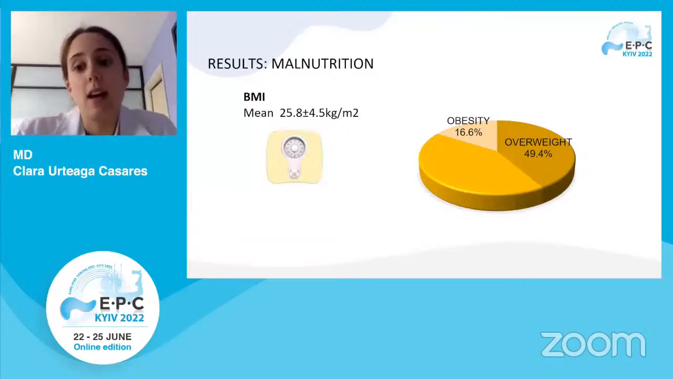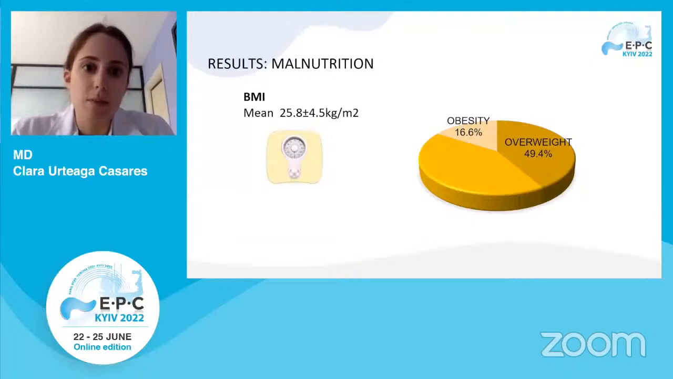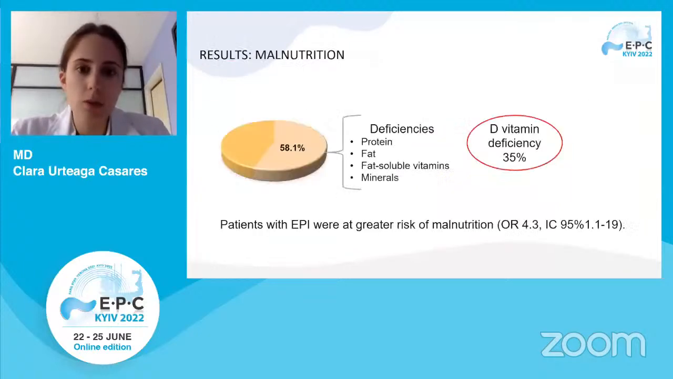It was that if we look at the BMI, the body mass index, we have a high prevalence of patients who are overweight, even 49.4%. It's almost half of the patients, and up to 16% of patients who have obesity. So it is clear that when we look for malnutrition in our consultation, we have to look beyond their body mass index.